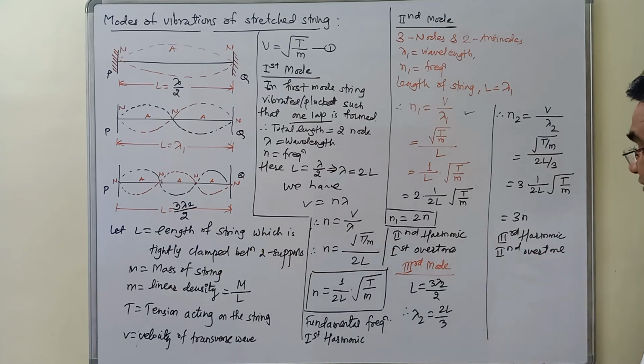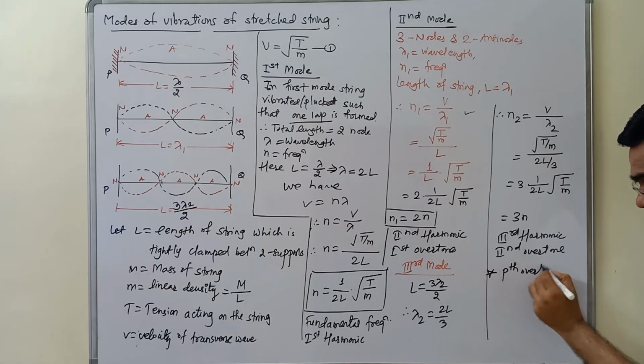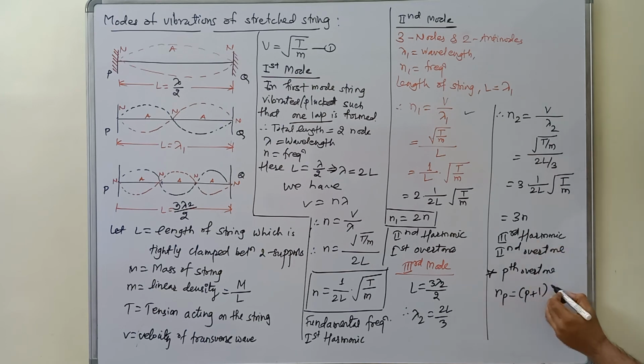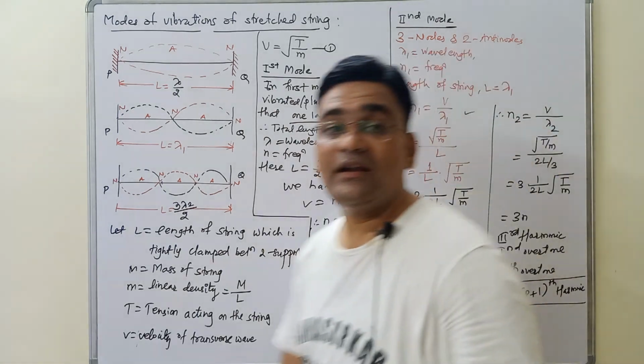बघा जनरल कंडिशन मध्ये देअरफॉर इथं मी म्हणणार pth ओव्हरटोन कॅन बी गेट ॲज NP इक्वल टू, बघा एकाने वाढतोय ना फक्त, P plus 1 हार्मोनिक. ओके, ही कंडिशन तुम्हाला लक्षात ठेवायची इथं. सी इट्स व्हेरी इम्पॉर्टंट आर्टिकल.